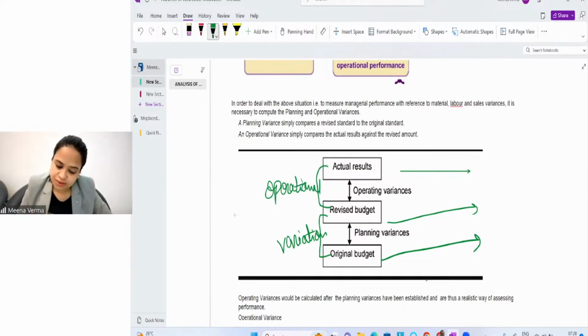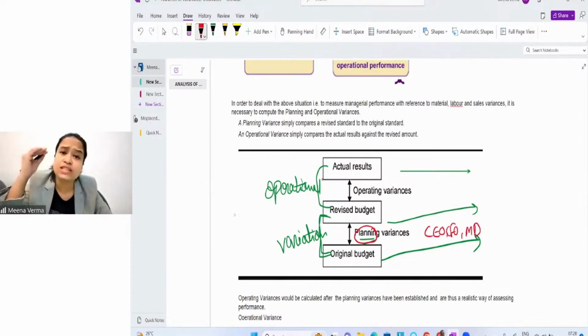Now the question comes, just remember, this planning variation means what? When there is some problem in planning. Who does this planning in the company? Planning is actually done by the senior level management. Like you can see the CEO or the CFO or the managing director, the senior most level people, they plan the budget of the company.